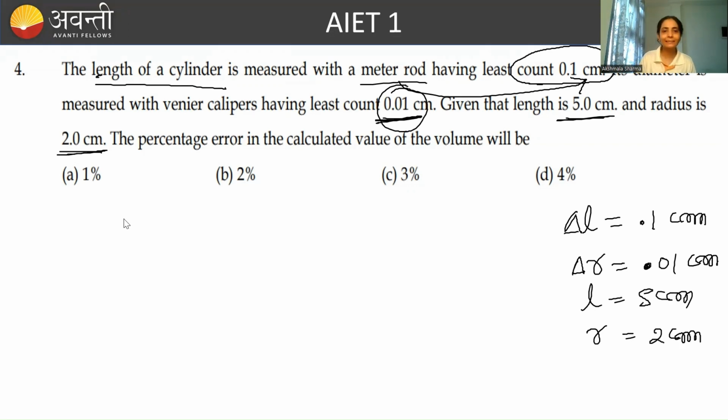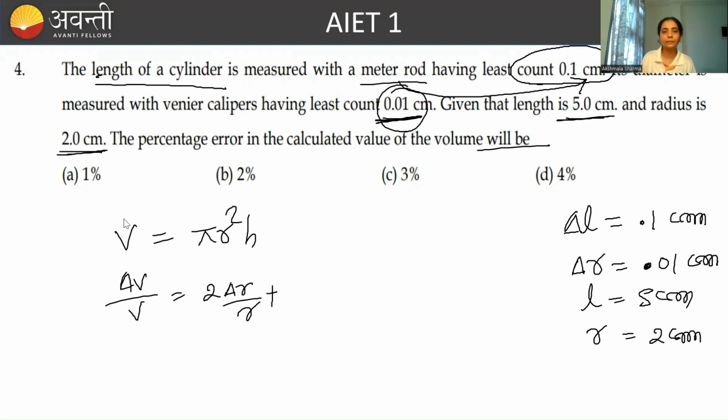Then the percentage error in the calculated value of the volume will be. So volume of cylinder is written as how much? Pi r square h. What will be the error? Delta V by V equal to 2 delta r by r plus delta L by L, where h here is L, length. Length or height, whatever notation you use. So this will be the answer. So let's calculate it. 2 into delta r value is how much? 0.01 centimeter.